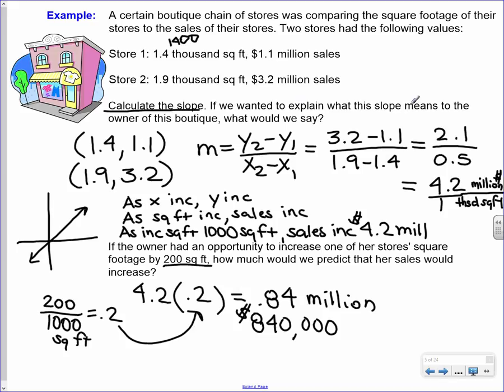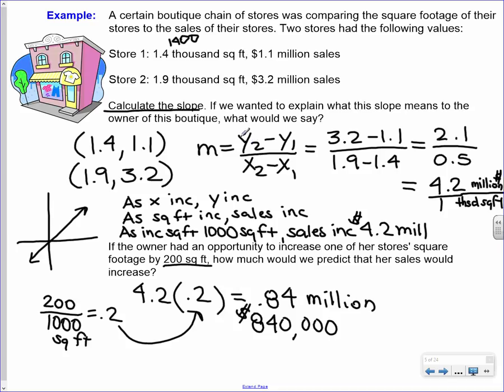If we wanted to explain what the slope means to the owner of the boutique, what would we say? Okay, so once we get this number, we want to be able to interpret what 4.2 means. If I just went back to the owner of this boutique and said, well, I calculated your slope and it's 4.2, that might not tell them very much, right? So we need to help explain what that number means. So 4.2 is telling me that as we increase square footage 1,000 square feet, the sales are going to increase 4.2 million.